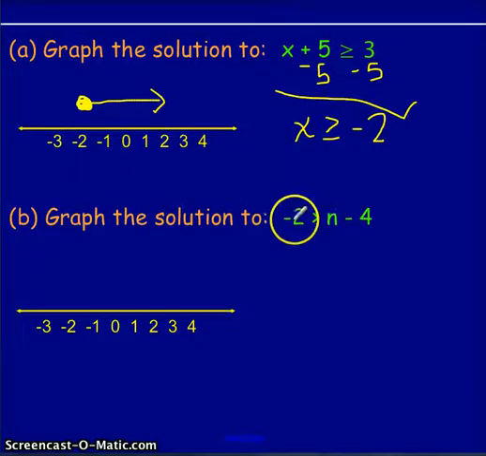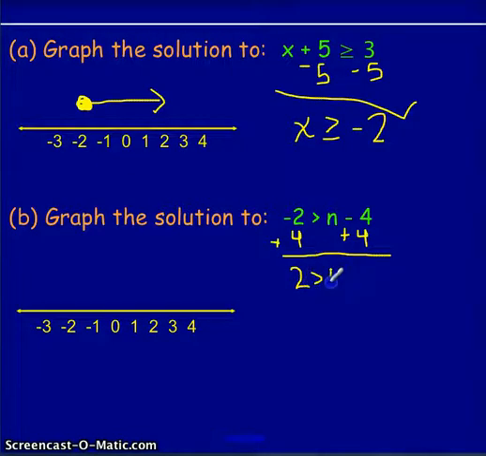Now we have negative 2 is greater than n minus 4. So I want to isolate n. First I would add 4 to both sides. Do the same to this side. Negative 2 plus 4 is 2. And I see 2 is greater than n.